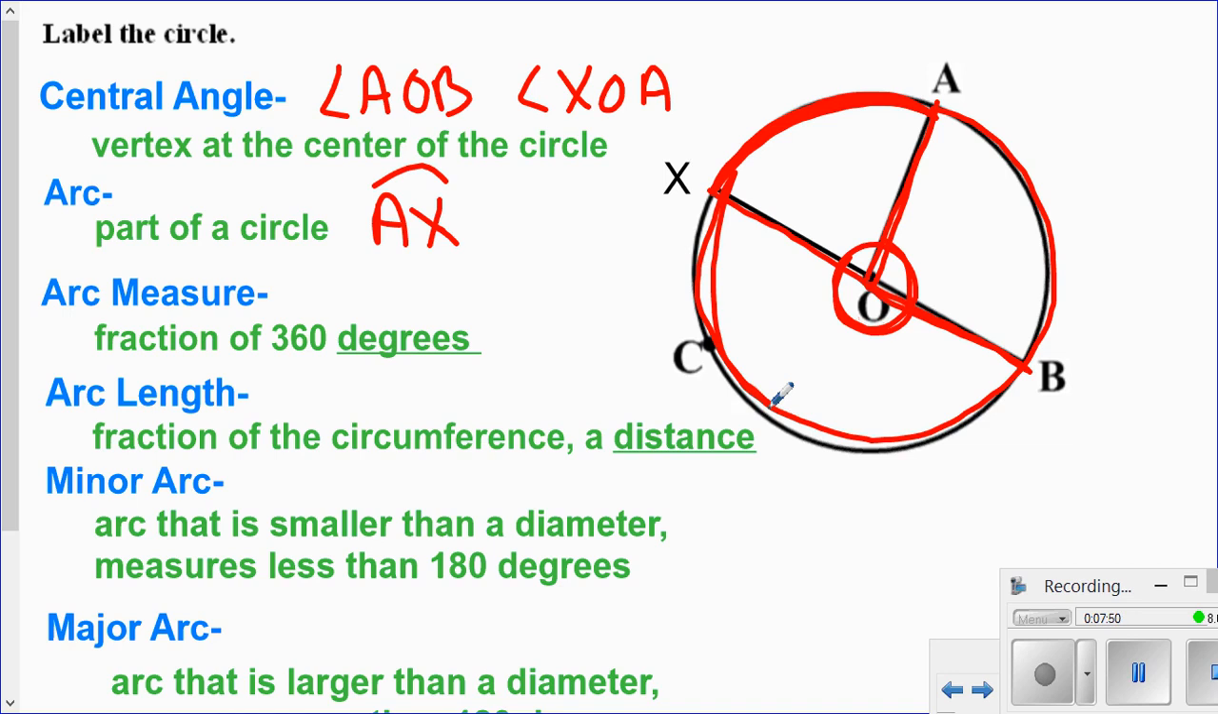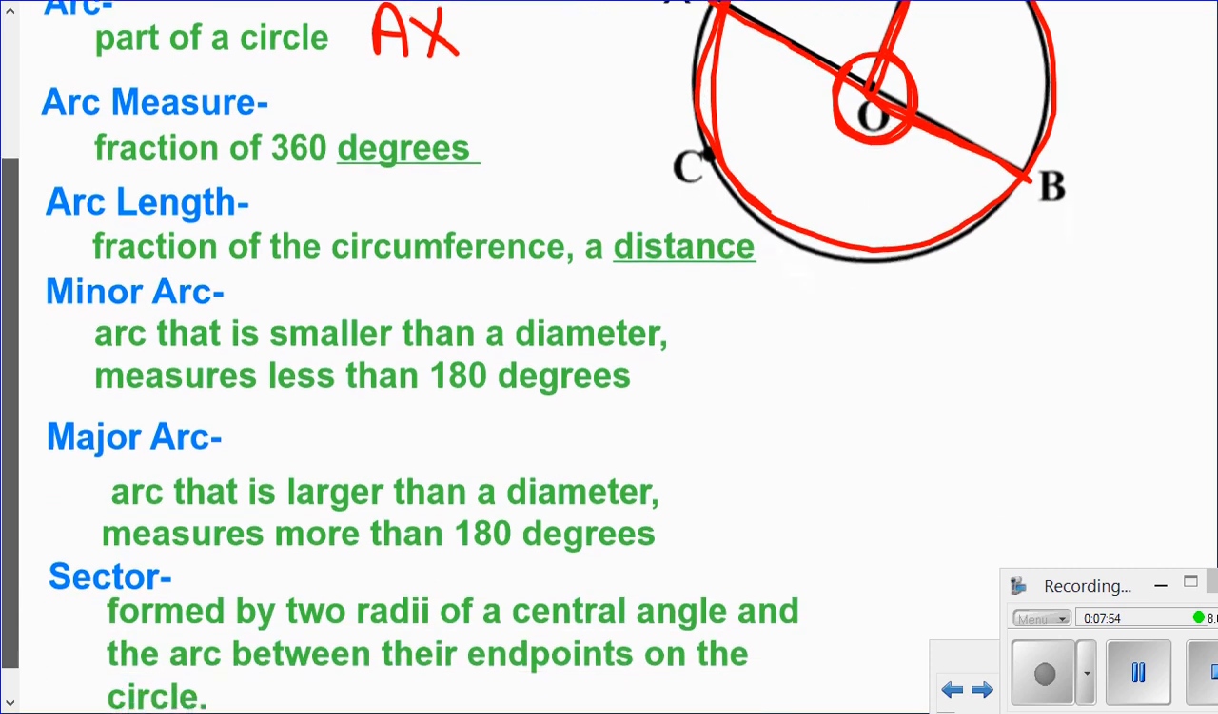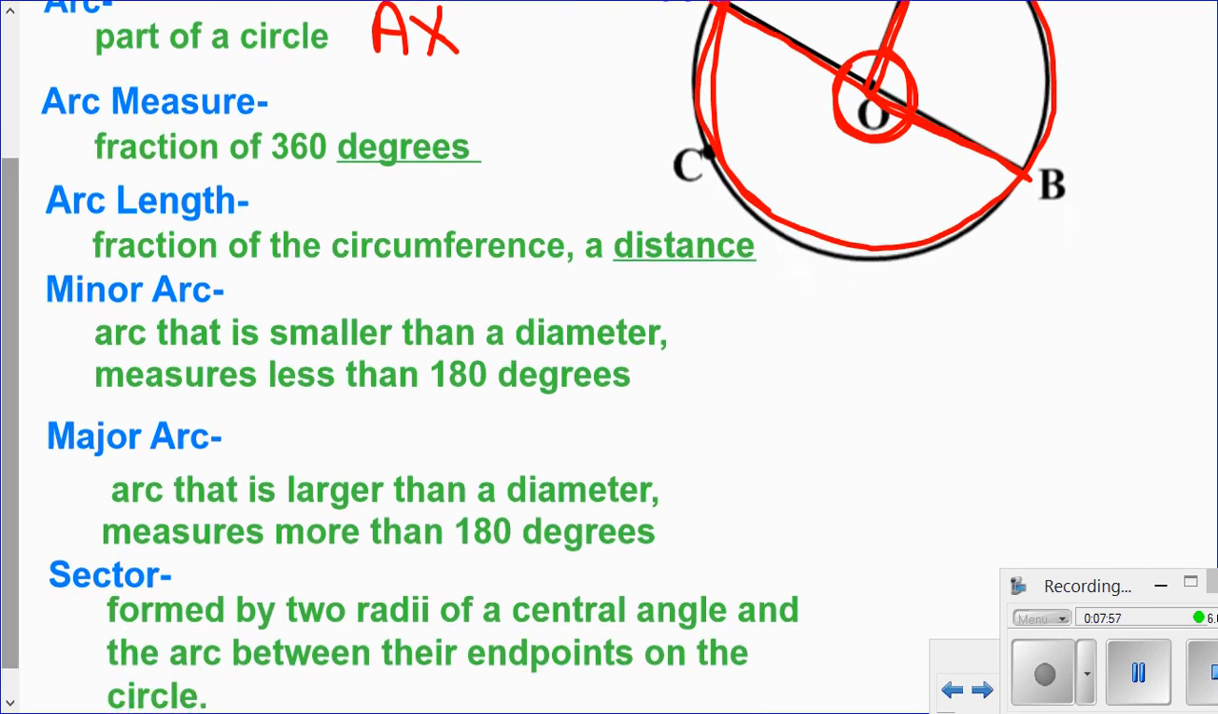Now, minor arc and major arc. So a minor arc, if I'm comparing the two, minor is exactly what it sounds like. It is smaller than a diameter. It measures less than 180 degrees. Versus a major arc is larger. Major sounds like bigger. Larger than a diameter, measures more than 180 degrees.